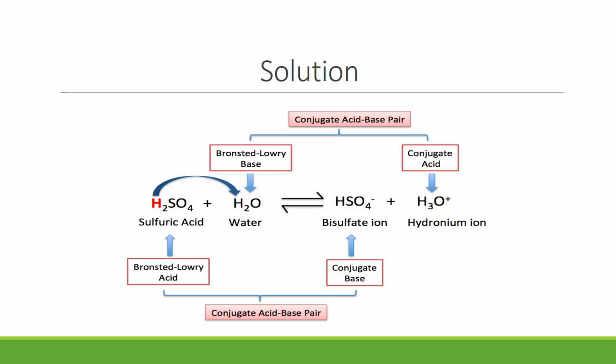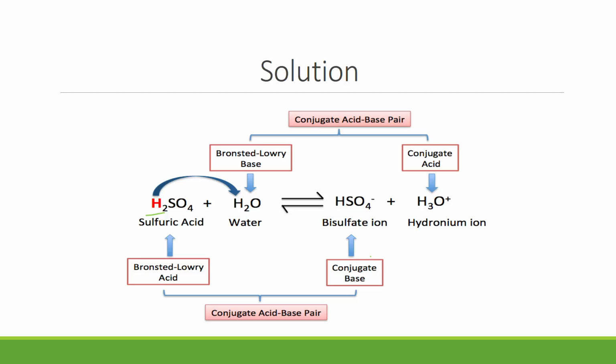Okay, so here we have the sulfuric acid and the water, and it's creating a bisulfate ion and a hydronium ion. So we obviously know that sulfuric acid is going to be a conjugate acid because it has two H's compared to the bisulfate's one H. So because it has one more H than the bisulfate ion, we know that the bisulfate is going to be a conjugate base of the sulfuric acid.